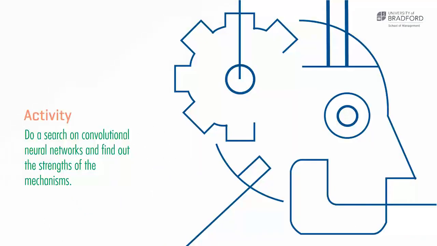In this video, we have presented a brief discussion on deep neural networks. We have compared and contrasted deep neural networks to conventional learning methods. We presented this in a very non-technical way, so we have omitted some of the commonly used techniques and tools in deep learning, such as convolutional neural networks and deep reinforcement learning. As an activity, please do a search on convolutional neural networks and find out the strengths of the mechanisms that make convolutional neural networks so powerful in deep learning.